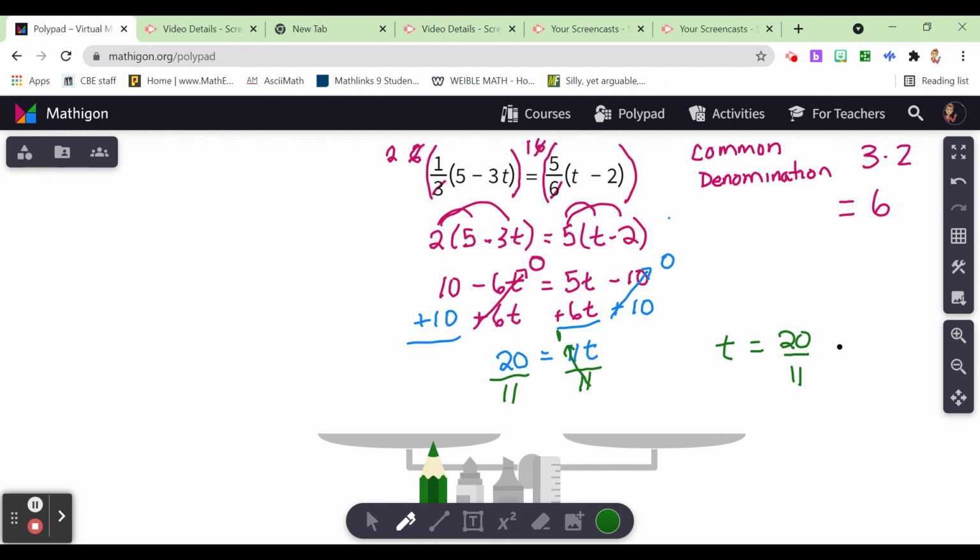And you can leave it in that form, or if you want, you can change it into a mixed fraction, and that would be, there's 1/11 in 20, and then I'd be left with 9 over 11.